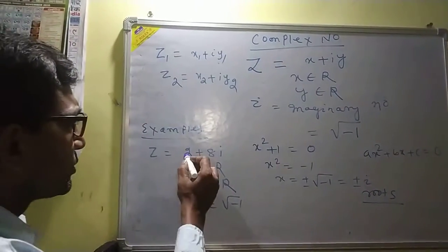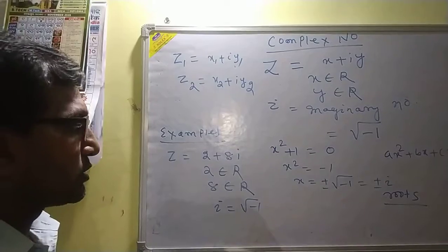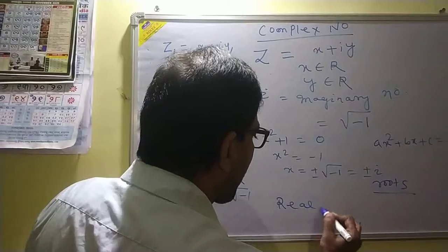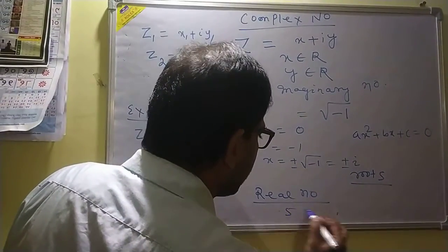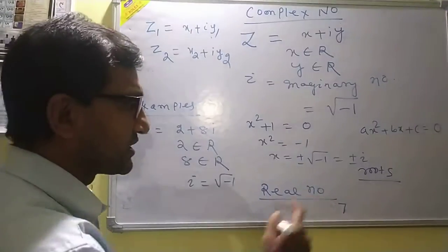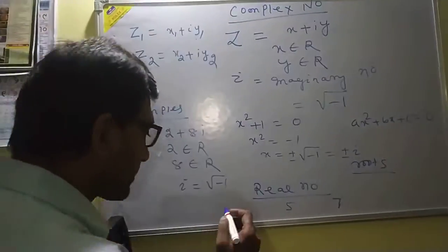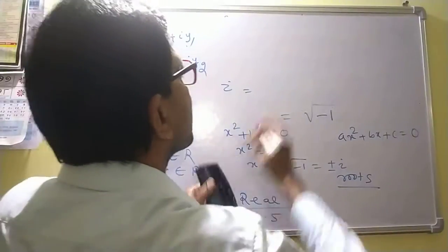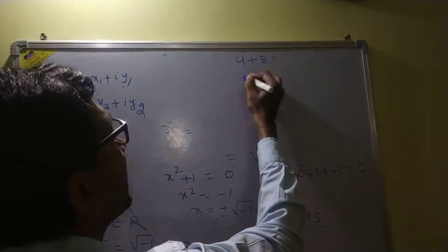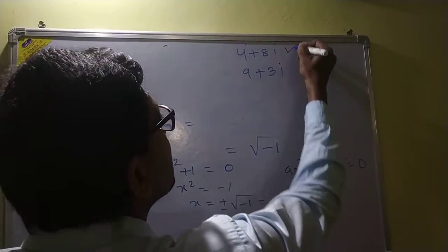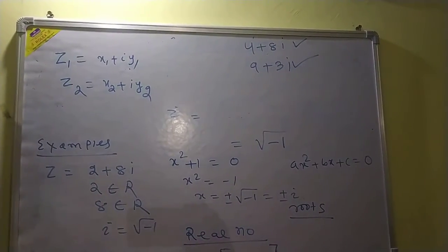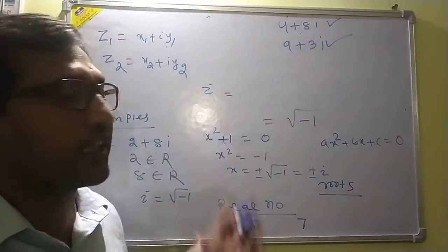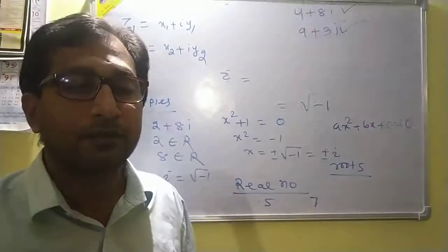And you see 2 and 8 belong to real number. So the real number part is coming. In real number, 5, 7. Which one is greater? 7 is greater, 5 is smaller. But in complex number, let us say 4 plus 8i, 9 plus 3i. In between these two complex numbers, which one is greater, which one is smaller? Sorry, we cannot say. We cannot say which one is greater, which one is smaller in complex number.